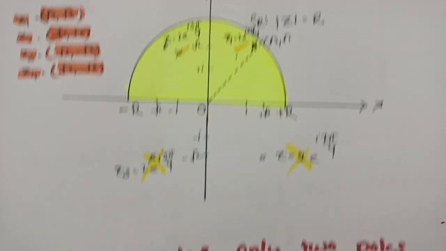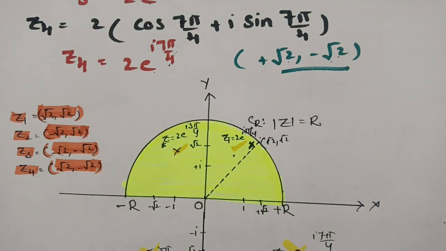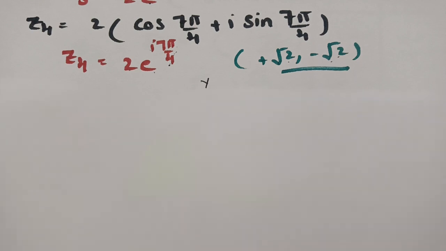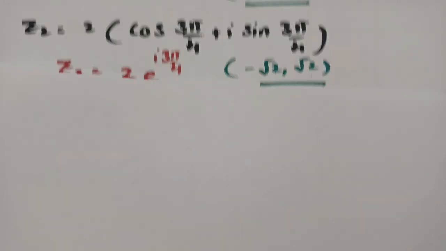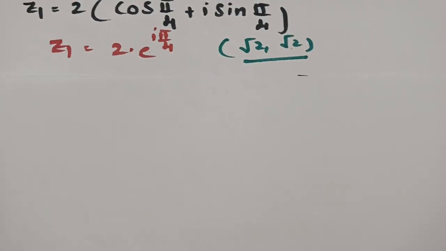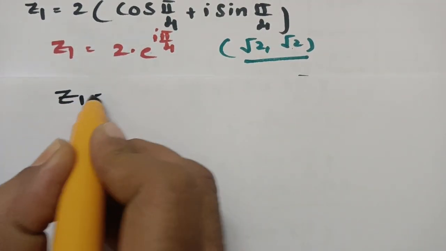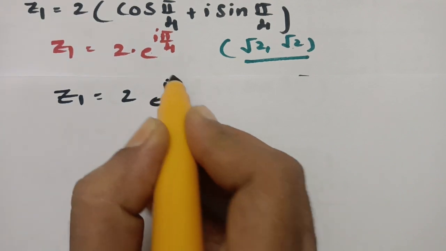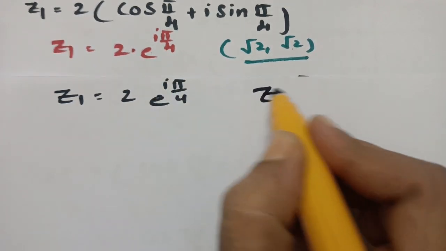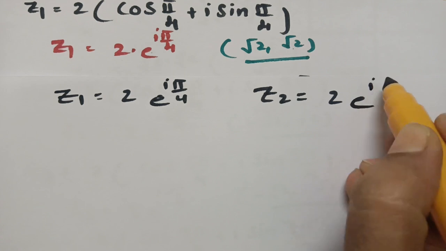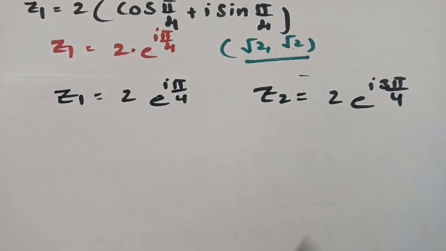For using the residue theorem, what do we have to do? We have to find the residues for the interior poles. So what are the interior poles here? The interior poles are nothing but these two: Z1 is equal to 2 times e^(i pi by 4), and the next one, Z2, is equal to 2 times e^(i 3 pi by 4).